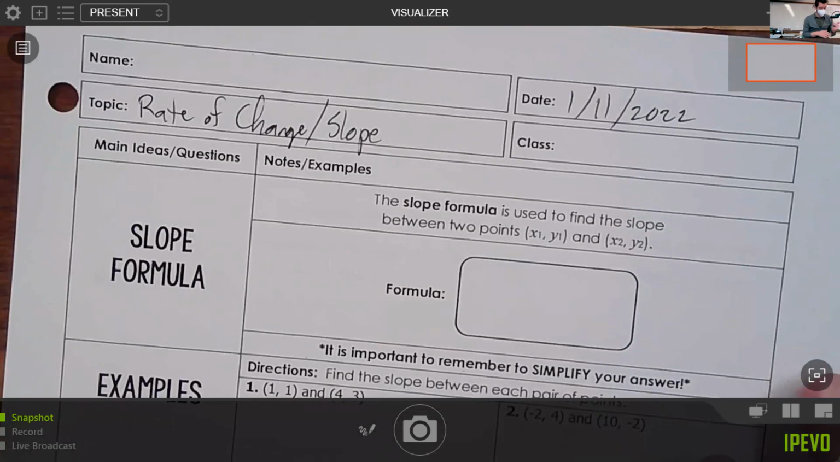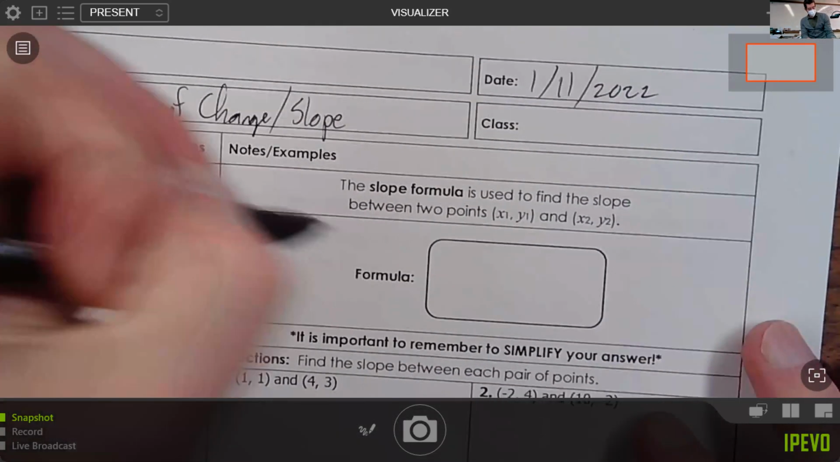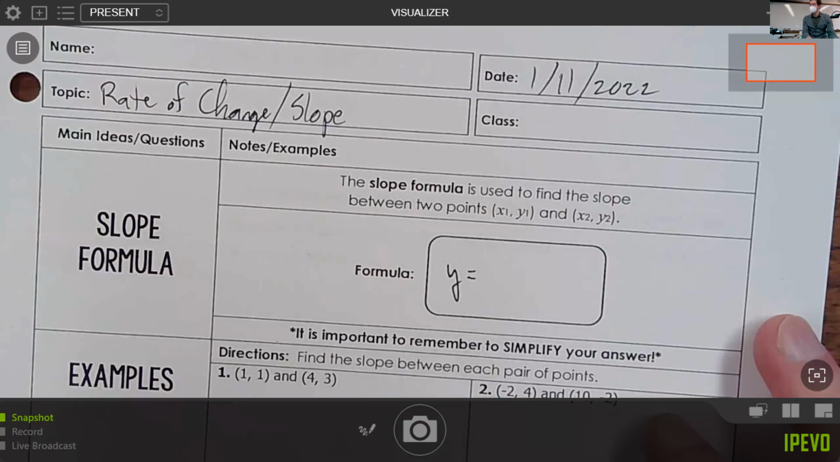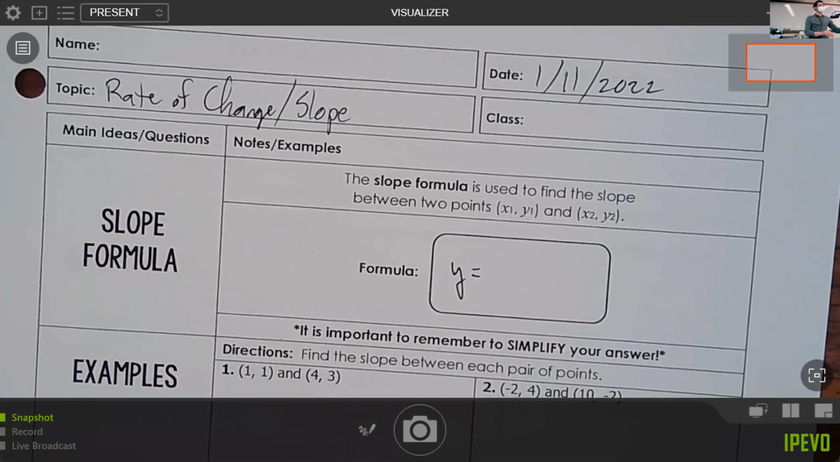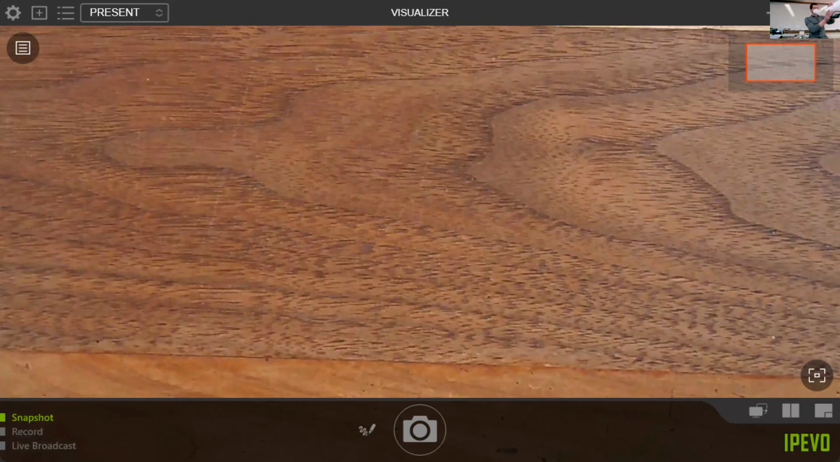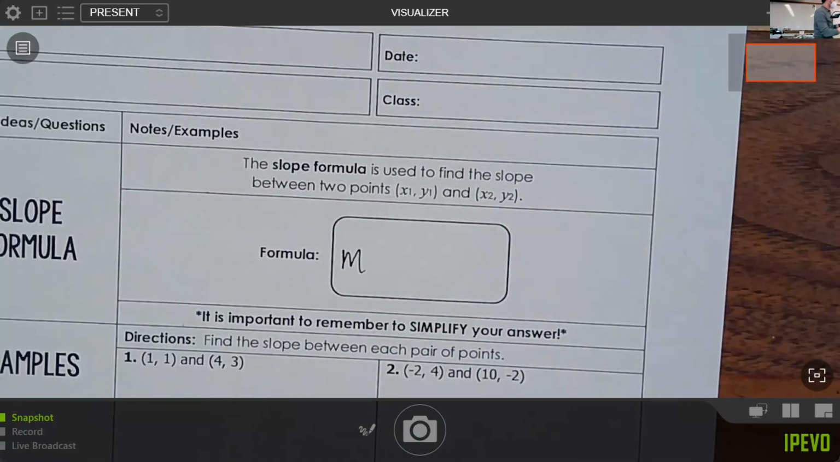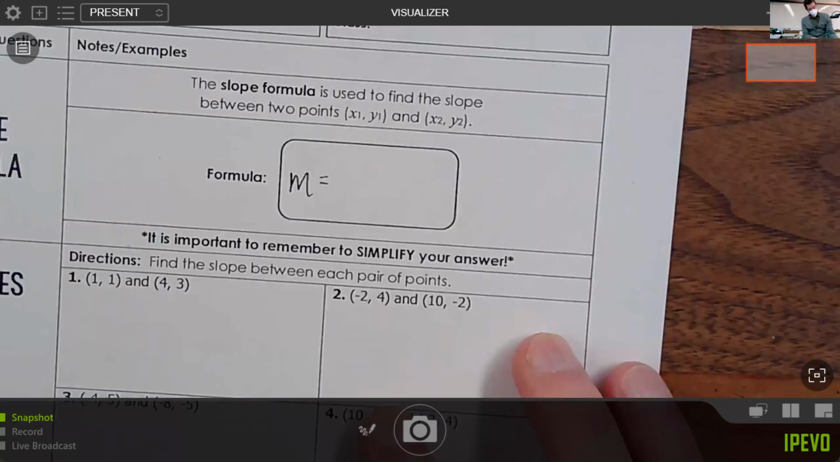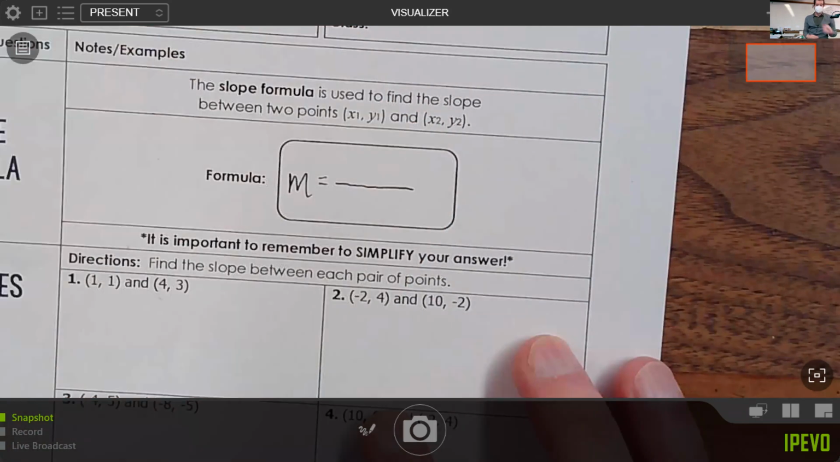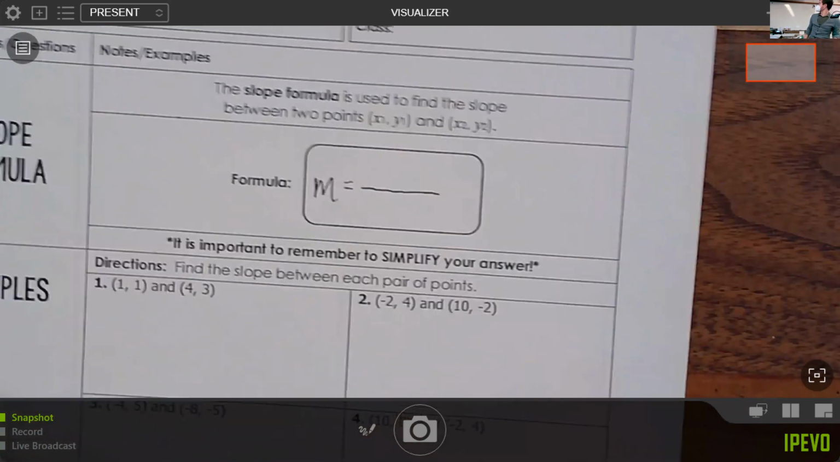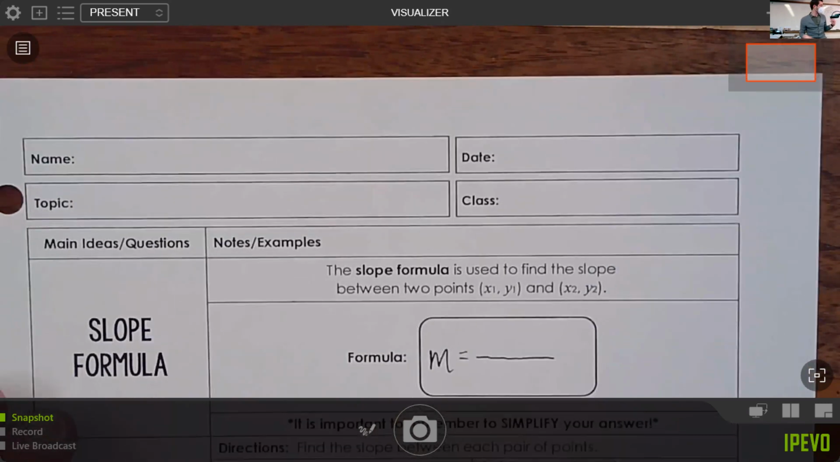So our formula is y equals, not y equals, why did I do that? That doesn't make any sense. We're not using y for our slope. Oh, I'm still on vacation. Okay, let's try this again. M equals, because that's our variable for slope. We use m for slope. So m equals. And then we're going to have a fraction. And it's going to be kind of a large fraction to begin with, because we're going to end up subtracting.